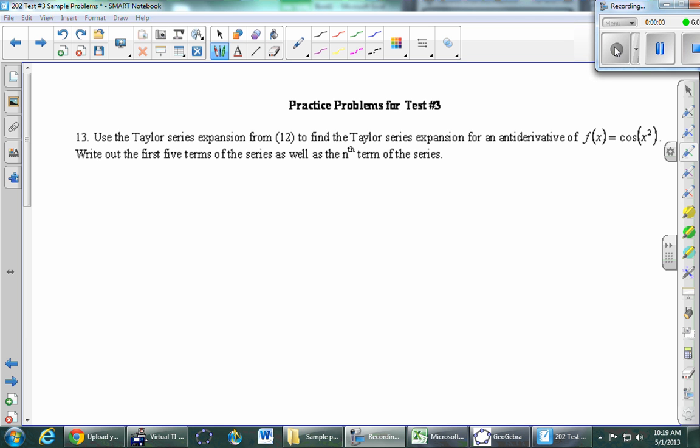This is problem number 13 on the practice problems for test number 3. Use the Taylor series expansion from 12 to find the Taylor series expansion for an antiderivative of f of x equals cosine x squared. Write out the first 5 terms of the series as well as the nth term of the series.